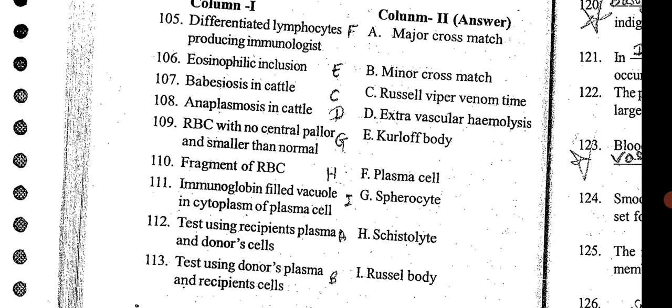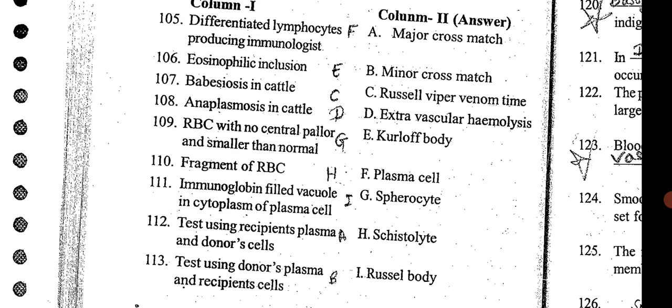Red blood cells with no central pallor, meaning the center is not pale, and smaller than normal. The red blood cell that is smaller than normal and is not pale or faded reddish from the center is the spherocyte. Spherocytes are the red blood cells that are not faded or pale from the center, and are smaller than the normal size.